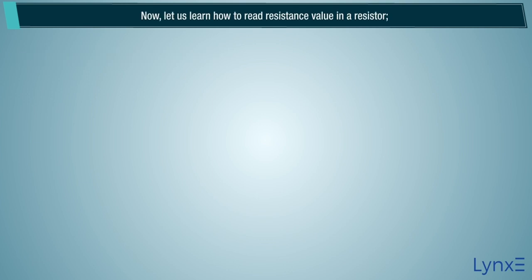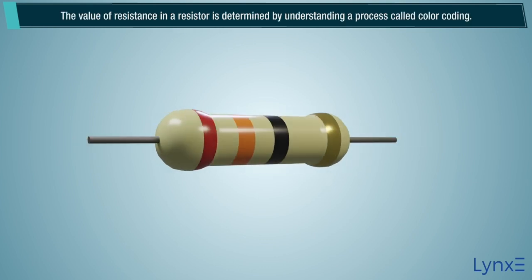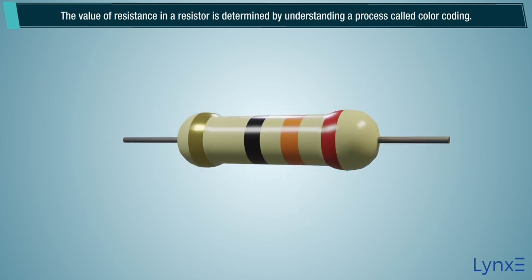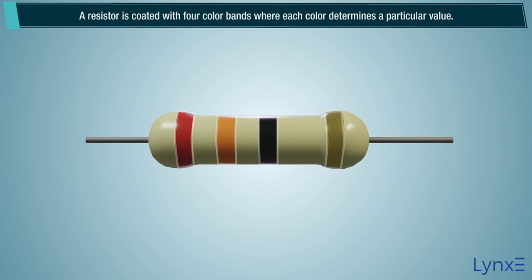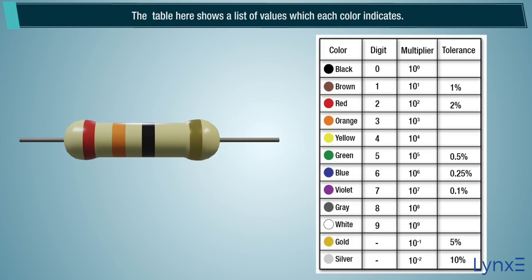Now, let us learn how to read the resistance value in a resistor. The value of resistance in a resistor is determined by understanding a process called color coding. A resistor is coated with 4 color bands, where each color determines a particular value. The table here shows the list of values which each color indicates.